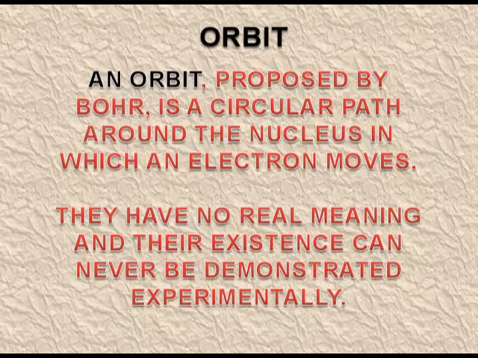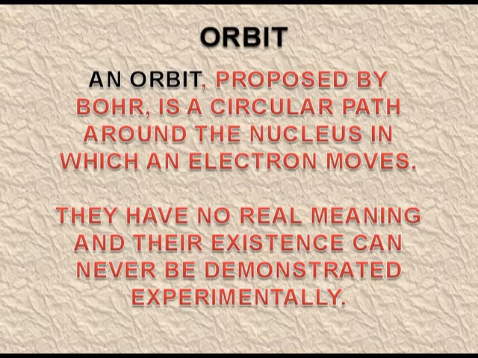An orbit proposed by Bohr is a circular path around the nucleus in which an electron moves. They have no real meaning and their existence can never be demonstrated experimentally. Dear children, the latest concept is an orbital. Now why this orbital? Just like the Rutherford model, there were drawbacks in the Niels Bohr model.